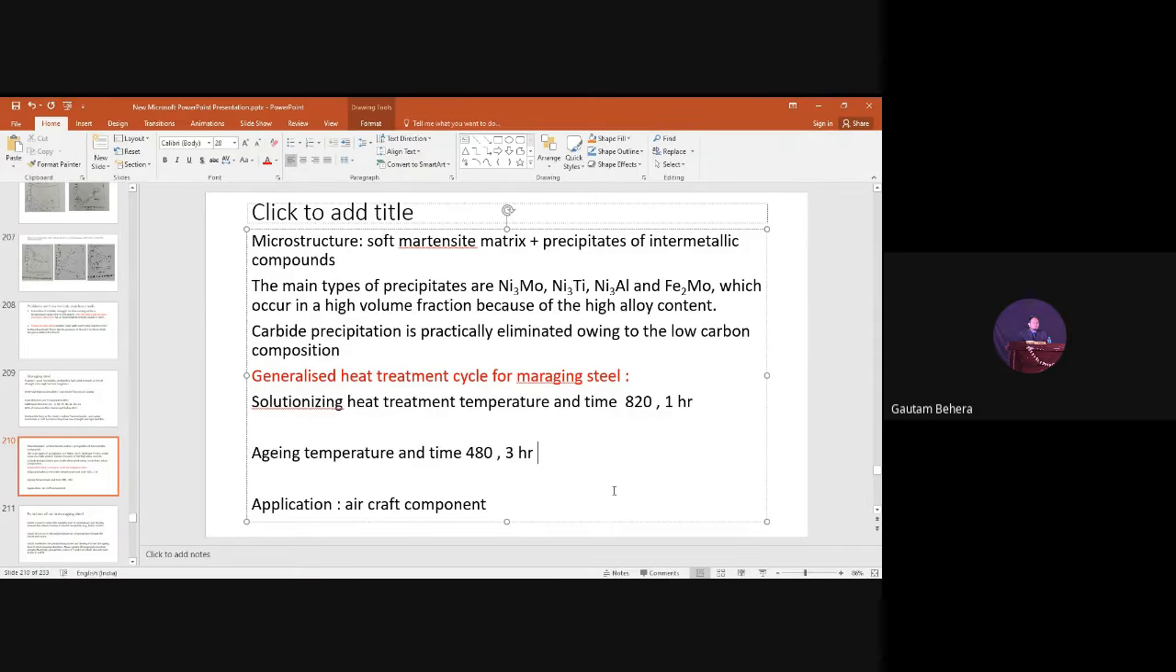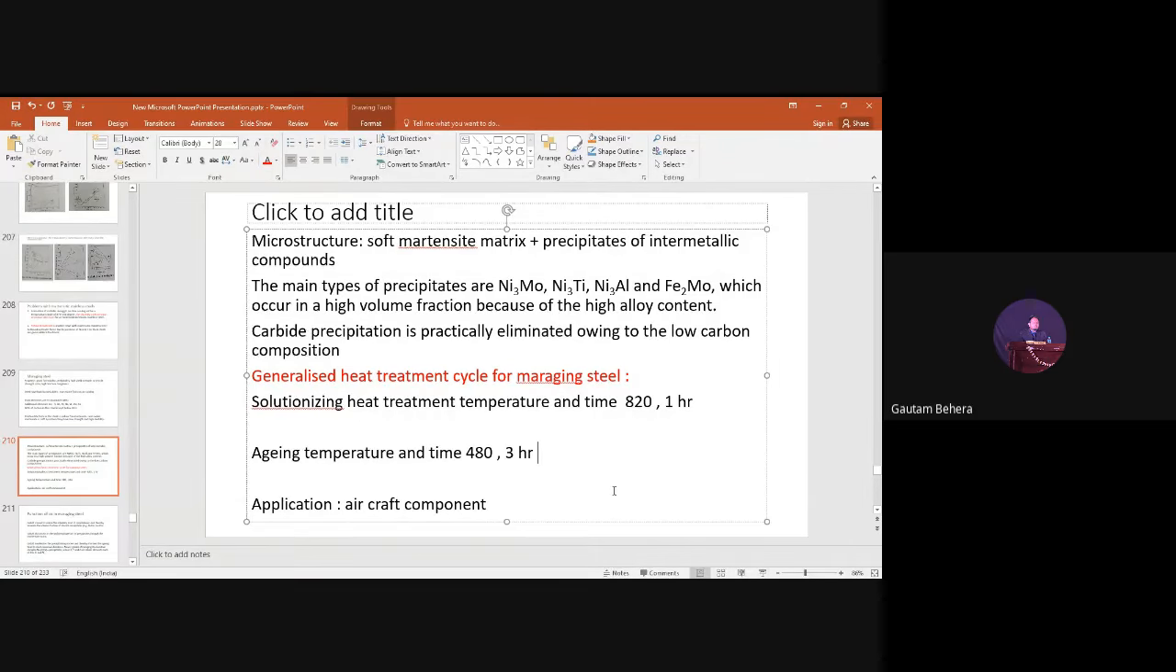These intermetallic compounds are very strong. They prevent the motion of dislocations. That will give rise to precipitation strengthening. You understand? So in a single statement, I can say for maraging steels, the strengthening is due to transformation strengthening plus precipitation strengthening. Transformation strengthening comes from the transformation of the austenite phase to the martensite phase.